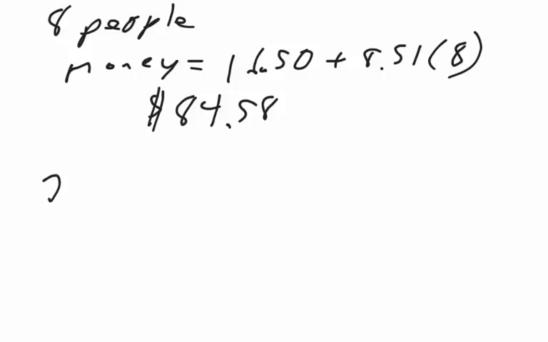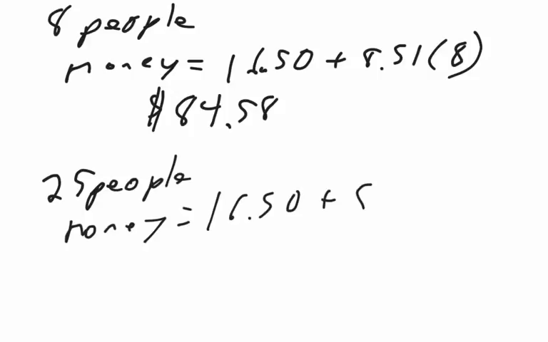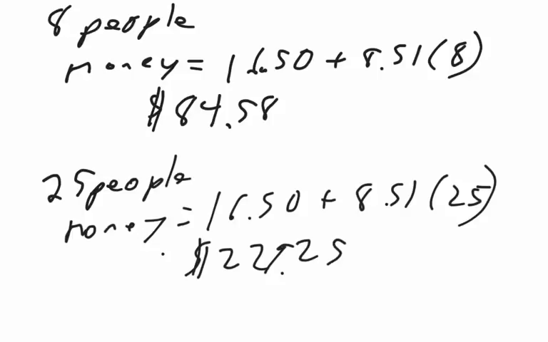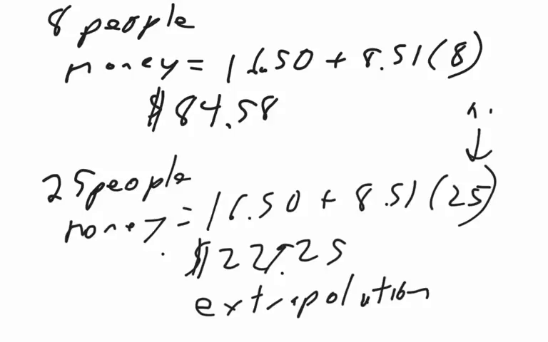What happens if we say instead we want 25 people? Well, the money equals 16.50 plus 8.51 times 25, which is $229.25. But this is called an extrapolation. Because we don't have anything higher than 10 people, this is too high a number based on our data to say that this is correct with any real knowledge of what happens if there's more than 10 people.